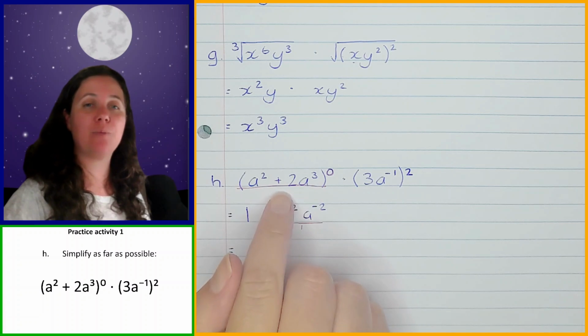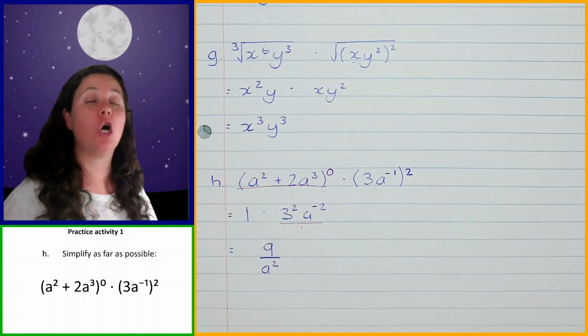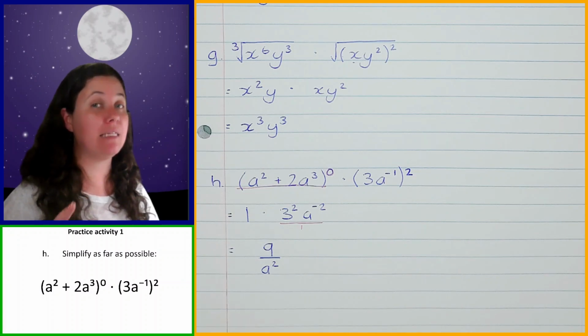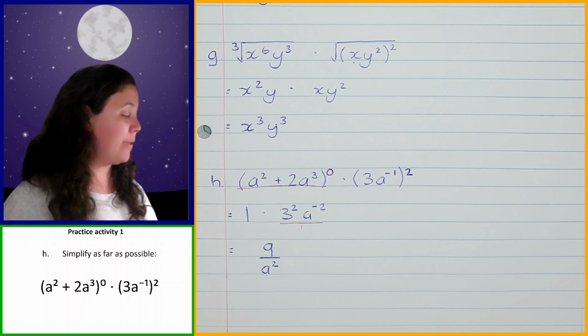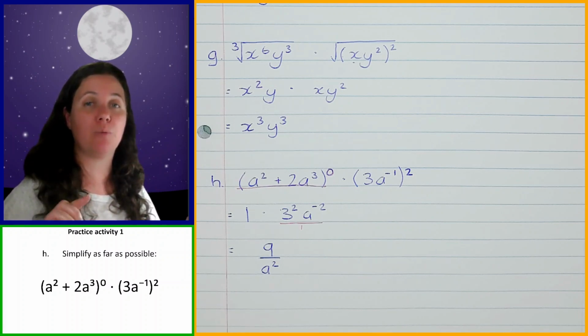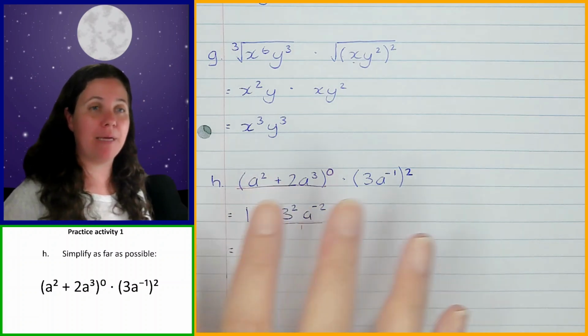Remember, anything to the power of 0 is going to change to 1. Doesn't matter what the base is. The only time that that's not going to happen is if the base is 0. Then you can't have 0 to the power of 0. It's not going to work. But any other base to the power of 0 will give you 1. Doesn't matter how complicated that base is.